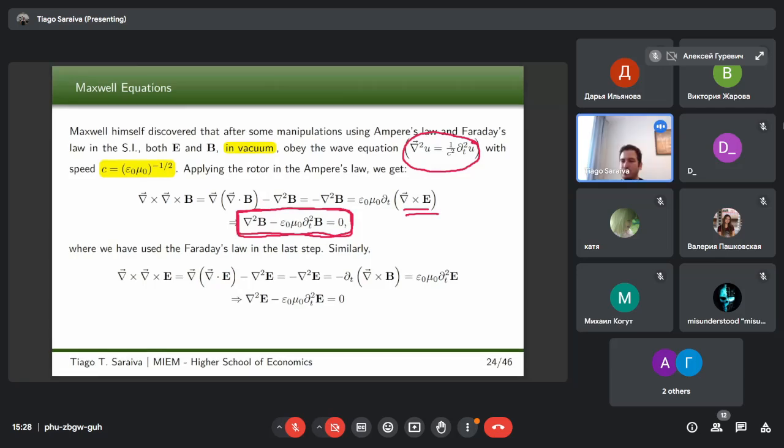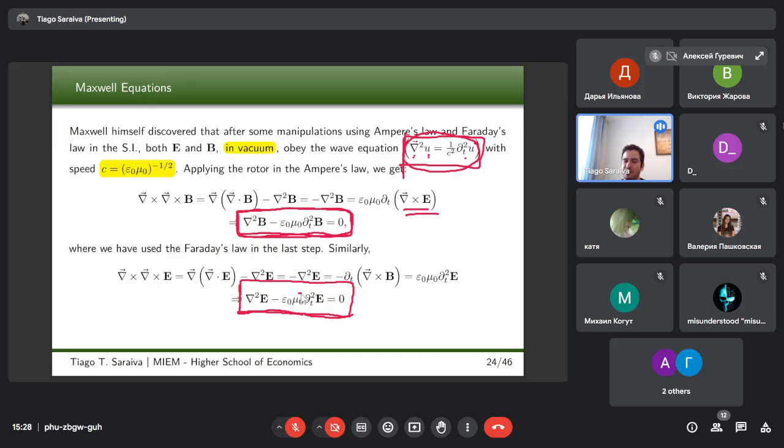So look at the wave equation: the Laplacian of some quantity, the wave amplitude for example, is equal to 1 over speed squared times the second time derivative of this quantity. This is the so-called wave equation. And solutions of these equations are sines and cosines, the harmonic oscillators and so on. Maybe in school you studied harmonic oscillators, right? They appear because of these kinds of equations. Maxwell himself made manipulations on these equations and found that the electric field and magnetic field obey the wave equation.